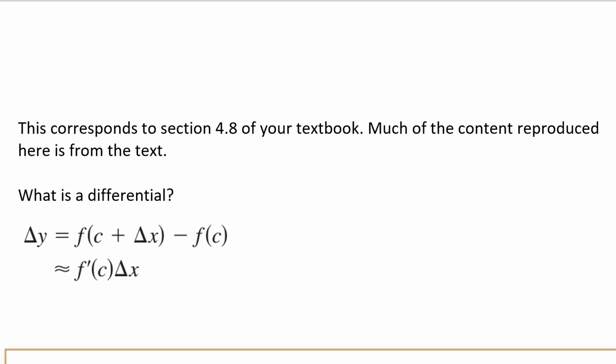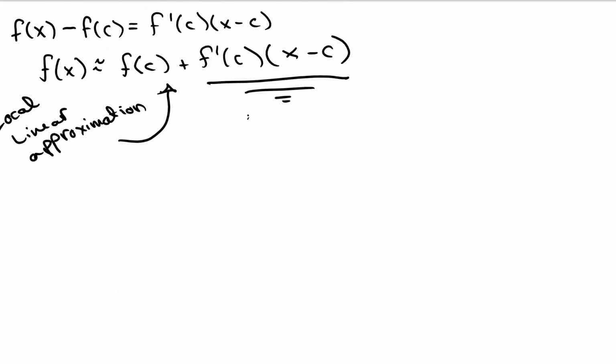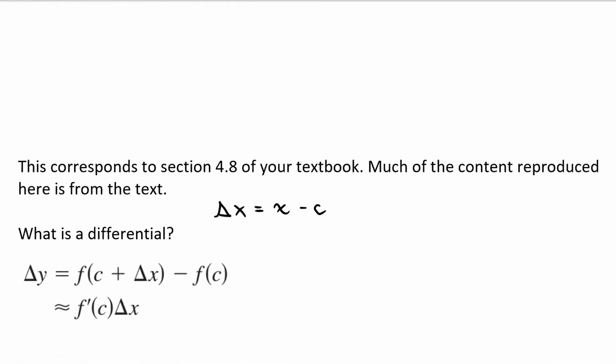So delta x is going to be referring to that distance away from c. So in this case, it's talking about x minus c. That's a distance away from c. So when we're considering this difference in the y's, that's going to be the derivative times the difference in the x. So if we're looking at our equation up here, it's this part of the equation. This part is called the differential, and we're going to write that in terms of dy and dx.